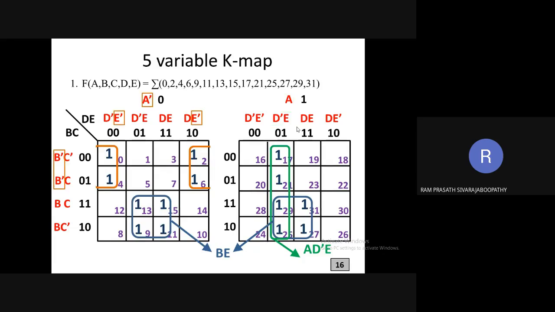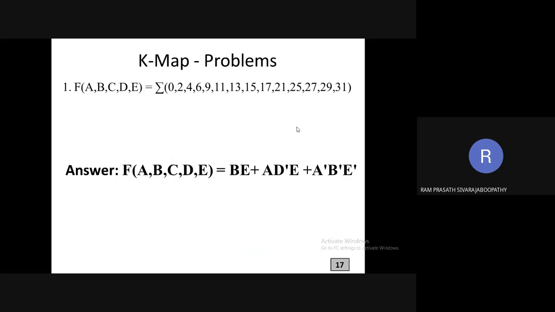As it is present only in the first K-map table, we consider A bar. Then, taking row and column as usual, B bar E bar. So combinedly A bar B bar E bar. That's it. So the final expression is B E plus A D bar E plus A bar B bar E bar. That is the correct answer. Very good.